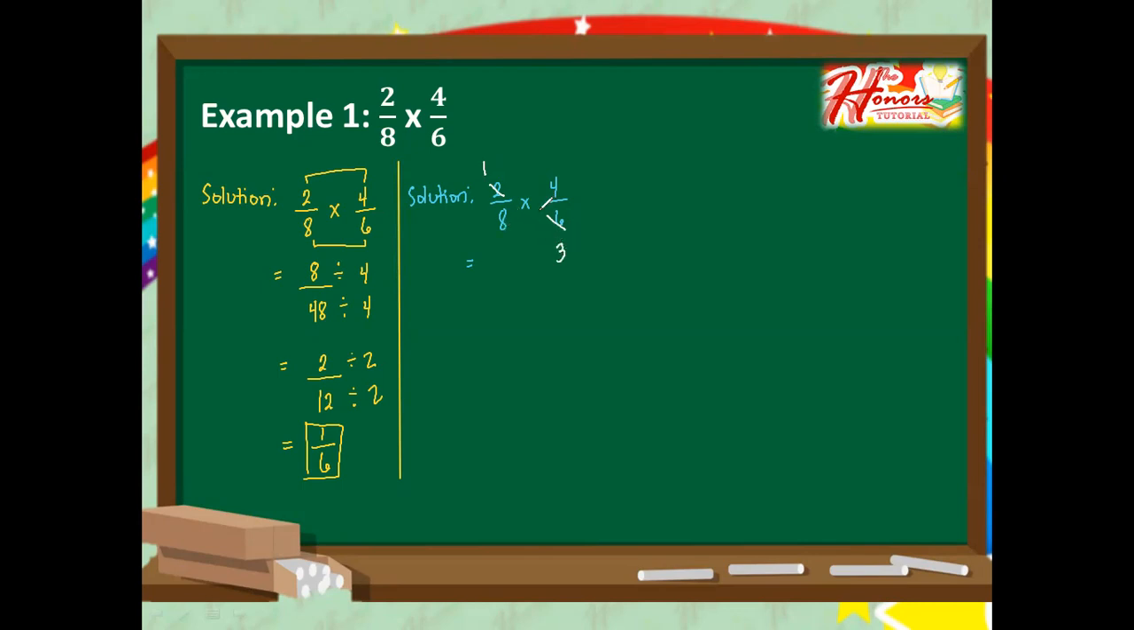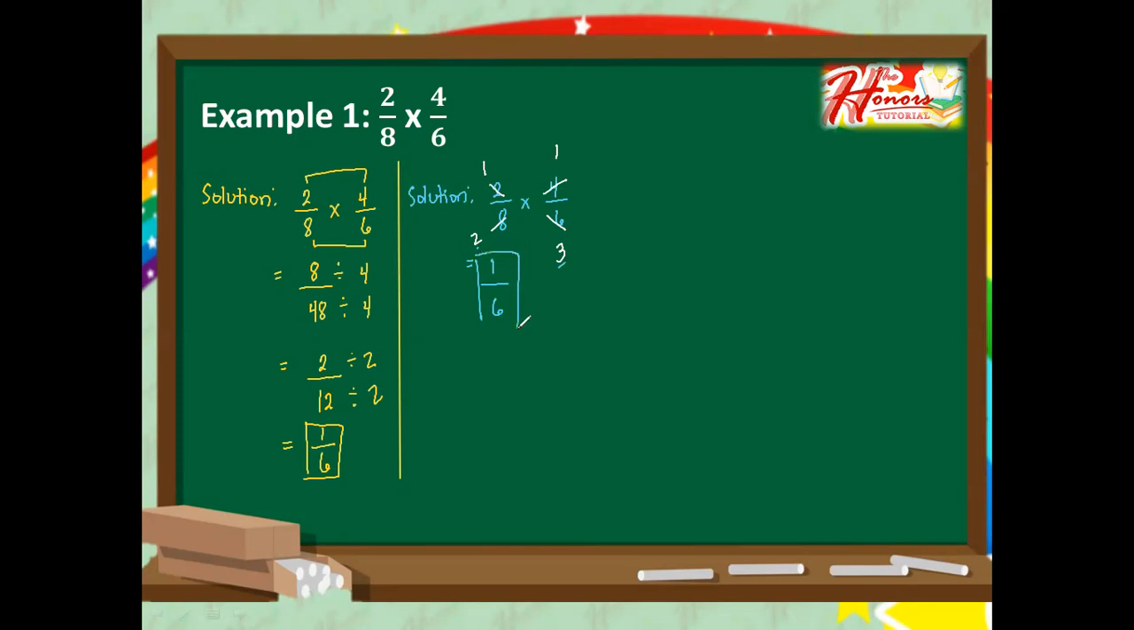And then for 8 and 4, we can use 4. 4 divided by 4 is 1. 8 divided by 4 is 2. And then let's multiply the numbers that we have now. So for the numerator, we both have 1. So that's 1 times 1 is 1. For the denominator, we have 2 and 3. So 2 times 3, that's 6.